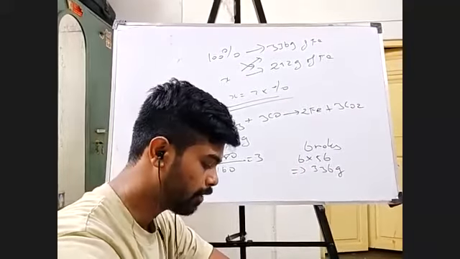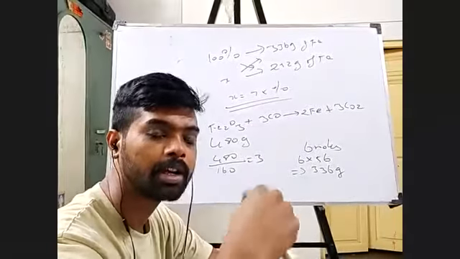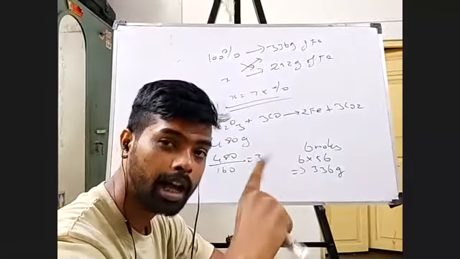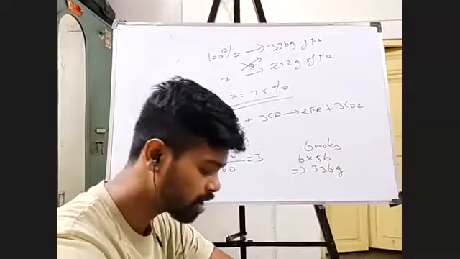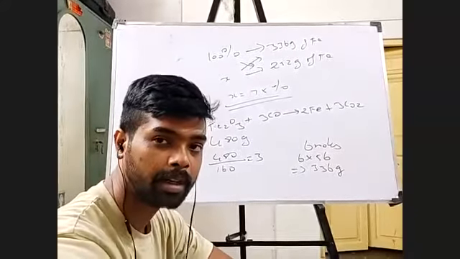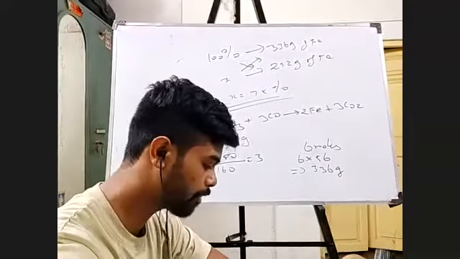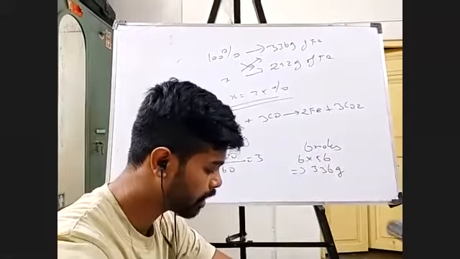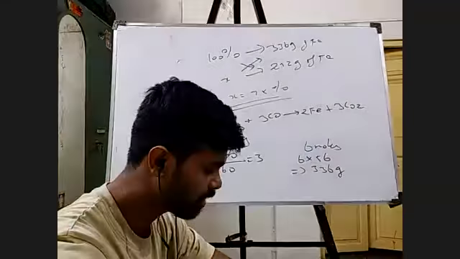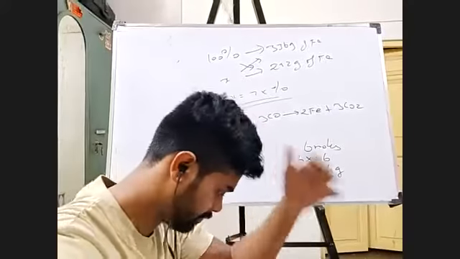Same way for K2SO4 solution, they have given 17.4 percentage. That means 17.4 grams of K2SO4 is present in 100 ml of the solution. But what is the volume now? Only 50 ml. So for 100 ml, 17.4; for 50 ml, it will be half of it. So it will be 8.7. Yeah, 8.7. Correct.